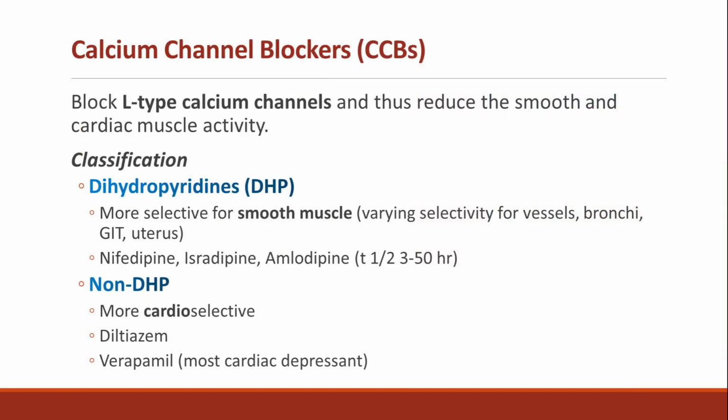Now let's move to calcium channel blockers. They block L-type calcium channels, decreasing intracellular calcium and thus reducing vascular smooth muscle contraction and cardiac workload. Dihydropyridines, such as nifedipine, amlodipine, and isradipine, are more selective for vascular smooth muscle. Non-dihydropyridines like verapamil and diltiazem act more on the heart, slowing conduction and decreasing contractility. Hence, they are more commonly used as antiarrhythmics rather than as antihypertensives.